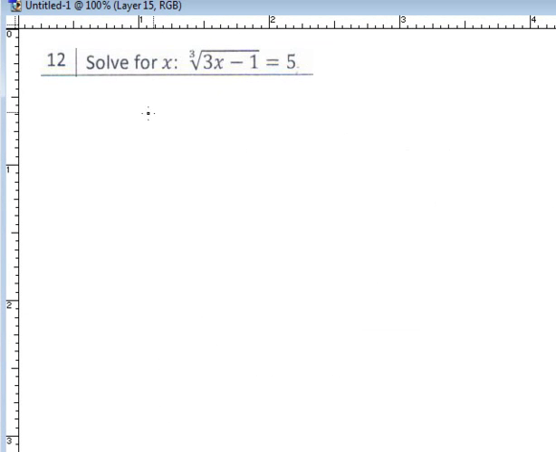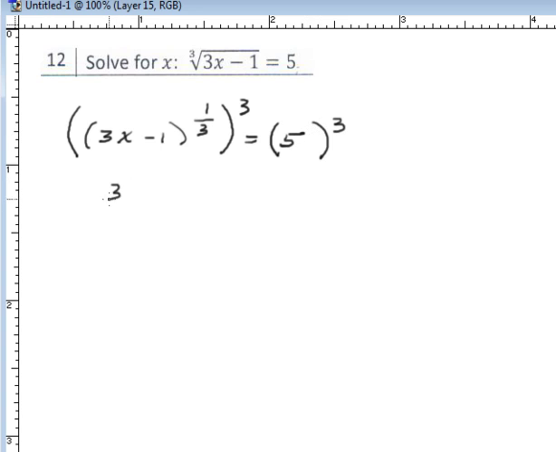Okay, in question number 12, we have a cube root. And so what we're going to do is cube both sides. If you want, we can write this as 3x minus 1 to the 1/3 is equal to 5. And we'll solve that by raising both sides to the reciprocal of 1/3, or to the exponent 3. So we apply exponent 3 to both sides. And so we get 3x minus 1 is equal to 5 cubed, which is 125. Now add 1 to both sides, and 3x is equal to 126.